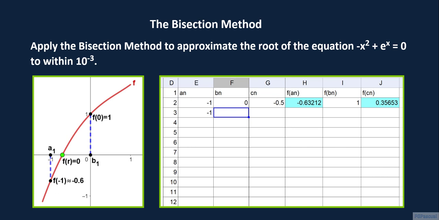For the new right endpoint, which goes into cell F3, we again start with an equal sign, followed by an if-then-else statement. The inequality is again f of a sub 1 times f of c sub 1 is less than or equal to 0, or H2 times J2 is less than or equal to 0. Then the new right endpoint is c sub 1, which is in G2. Otherwise, b sub 1, which is in cell F2, is the new right endpoint.